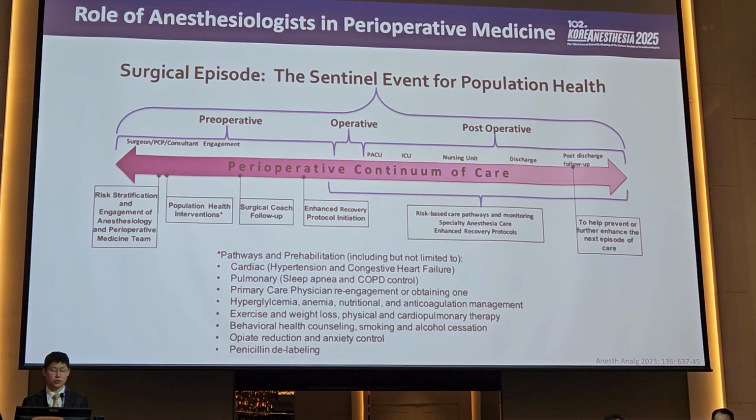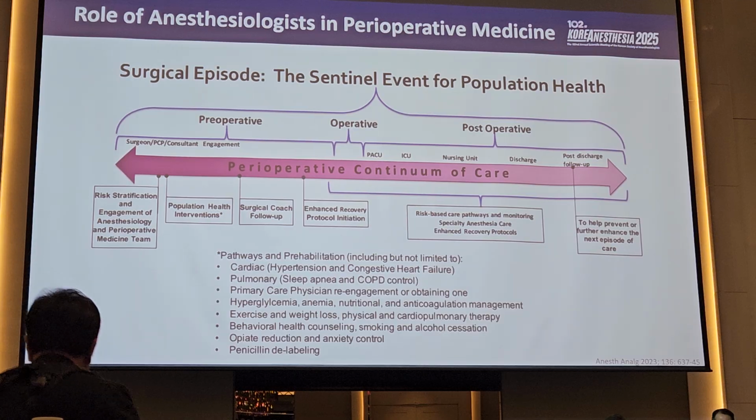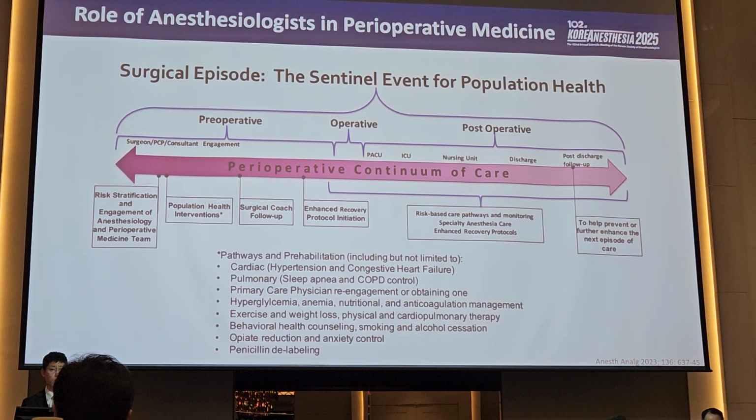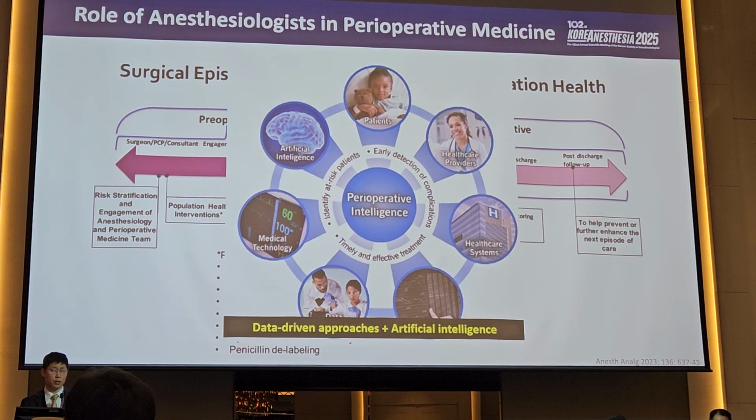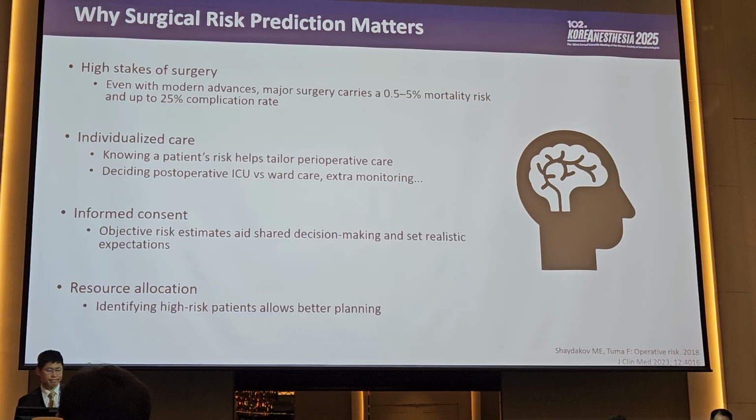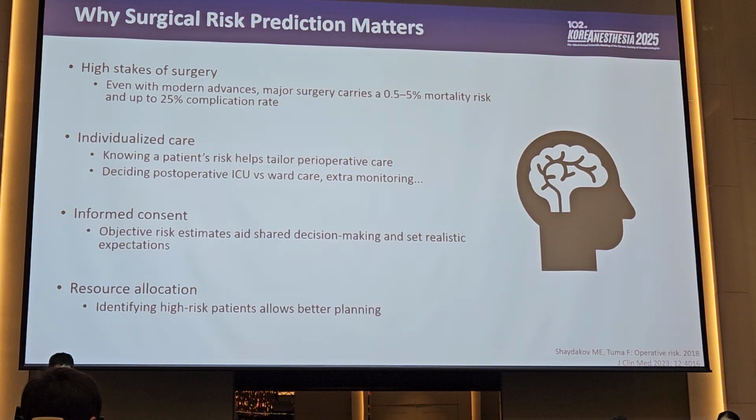In the past, anesthesiologists mainly worked only inside the operating room, but today our role has been expanding across the entire perioperative care. At the center of this transformation are data-driven approaches and artificial intelligence. Let's begin with why surgical risk prediction matters. There are many reasons for this. Above all, early identification of high-risk patients allows clinicians to do better resource allocation and timely intervention.